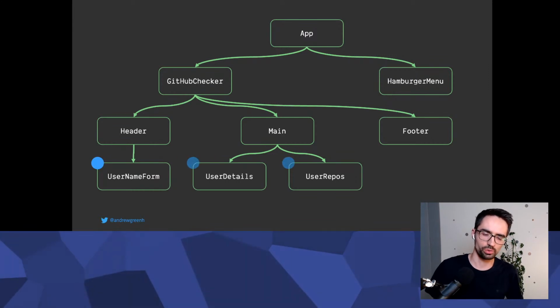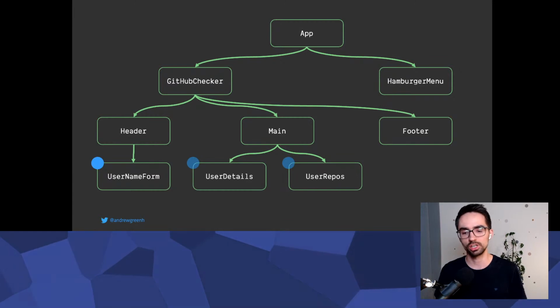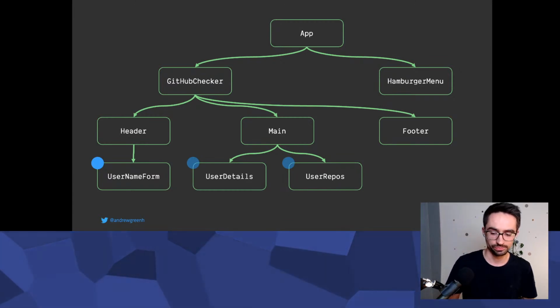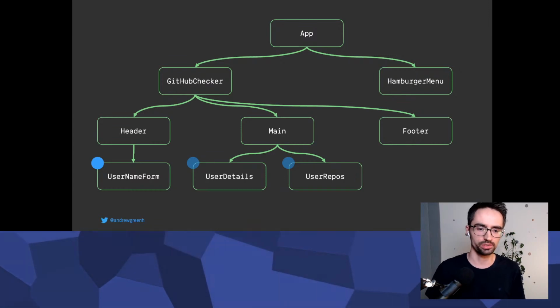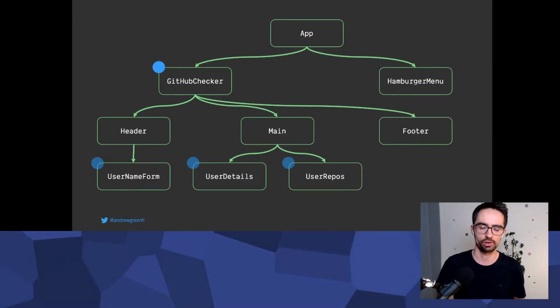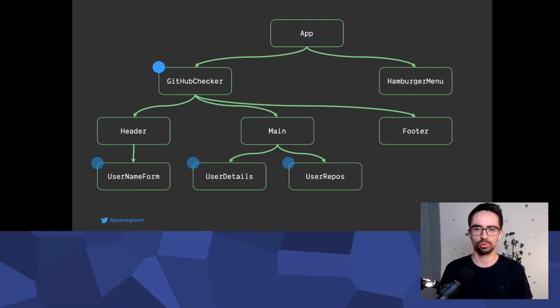But now, of course, we don't only want to use this piece of state, this piece of data inside of the username form, but also in the user details and in the user repositories component, because we need to fetch data, we need to display the data, we want to display the current username and stuff like that. For that, luckily, most frameworks agree on how to approach this kind of communication between sibling components. And the solution is to just pull the state up to the GitHub checker component. So we are pulling state up to the first parent component over all components that need this piece of data.